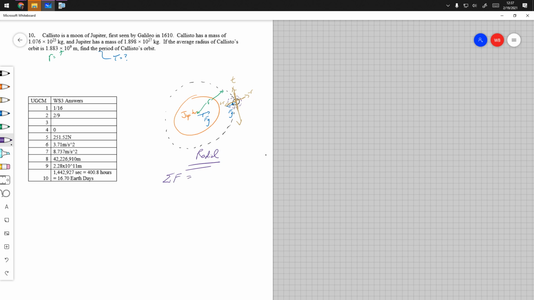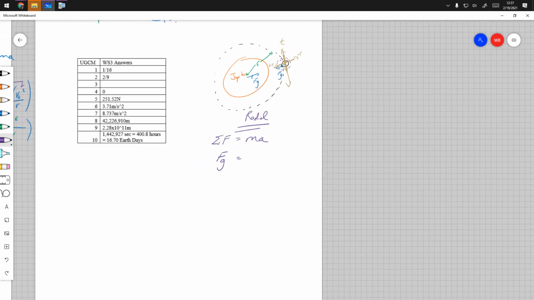So what do I have? Sum of the forces equals m times a, as always. On the left-hand side, I have the force of gravity, and it is positive because it's going radially inwards here. That's equal to m times a. I don't know exactly what the force of gravity is, but I know it's big G, the mass of Jupiter times the mass of Callisto divided by the radius between them squared. You can use M1 or M2 or big M and little m, or just put subscripts on there so they're descriptive. And that's equal to m times a.